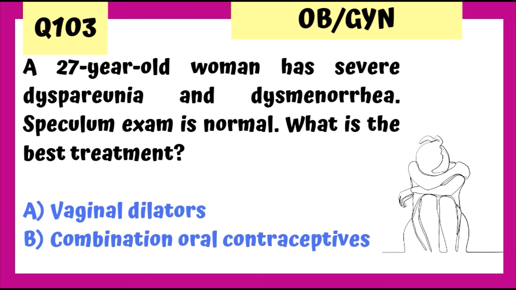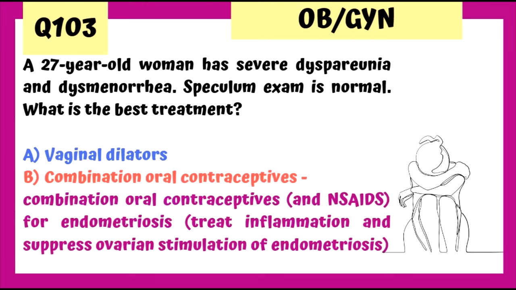Question 103. A 27-year-old woman has severe dyspareunia and dysmenorrhea. Speculum exam is normal. What is the best treatment? So over here, we want to give combination oral contraceptives. Combination oral contraceptives and NSAIDs for endometriosis. This treats the inflammation and suppresses the ovarian stimulation of endometriosis. And by the way, how do we diagnose?